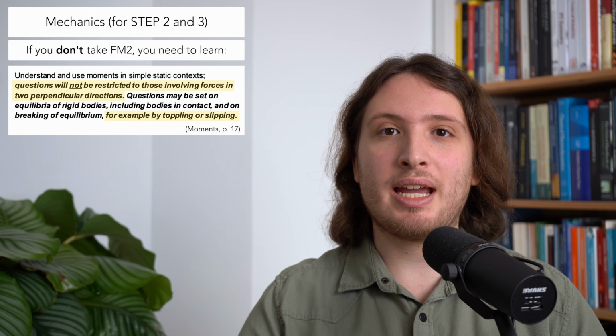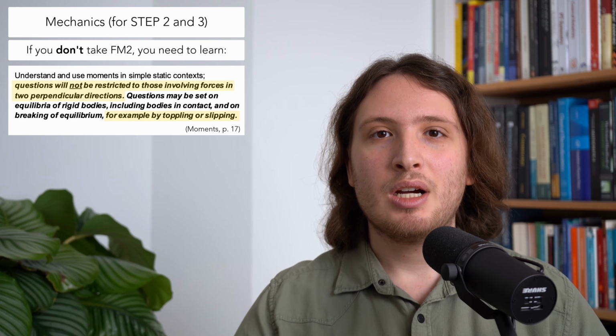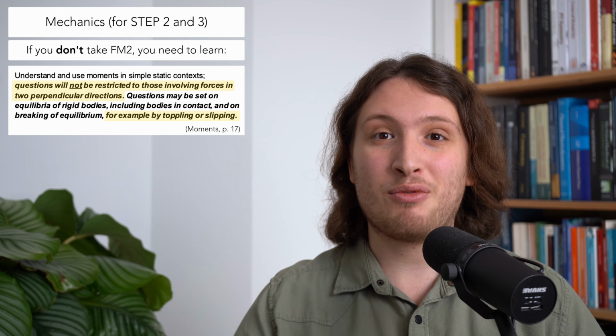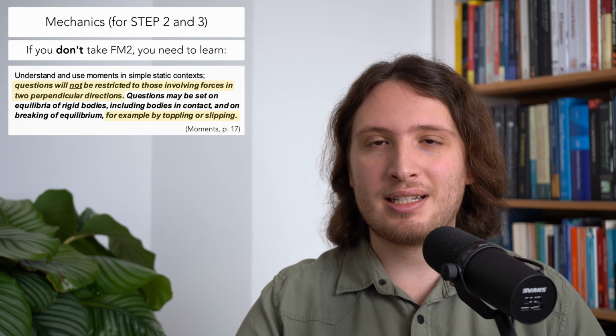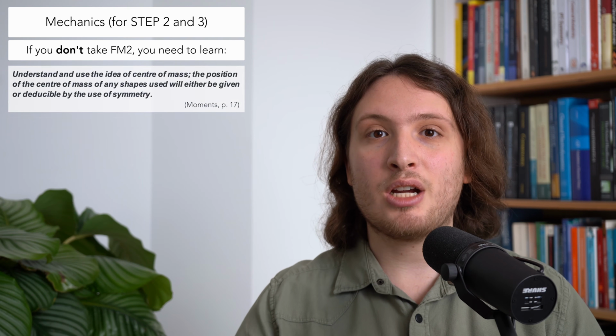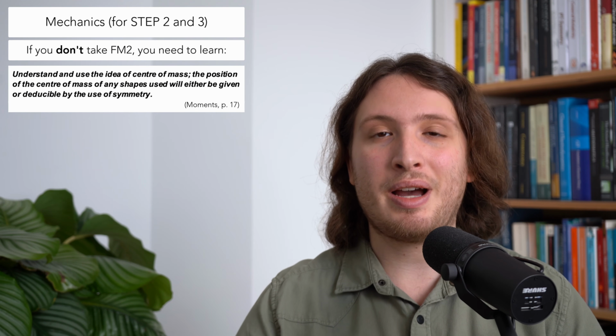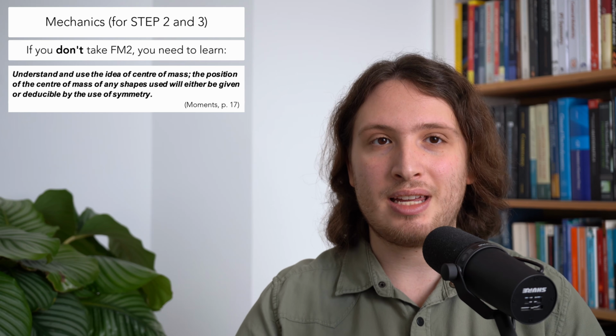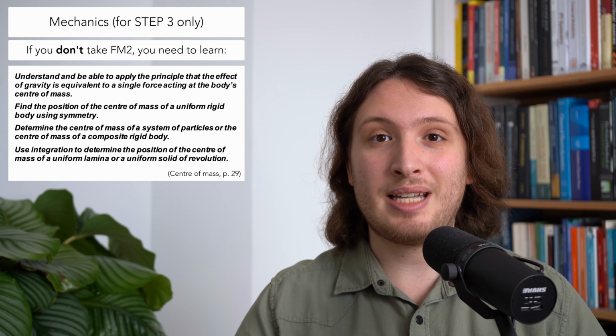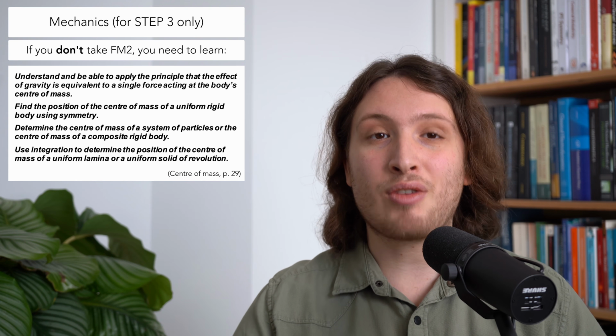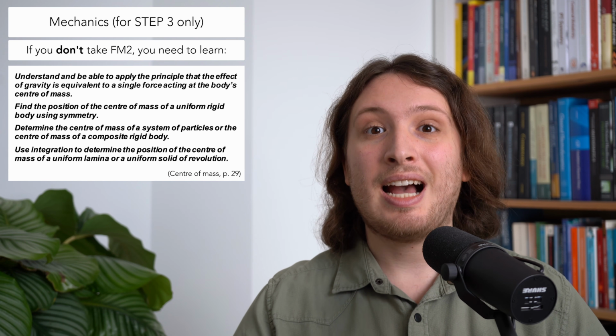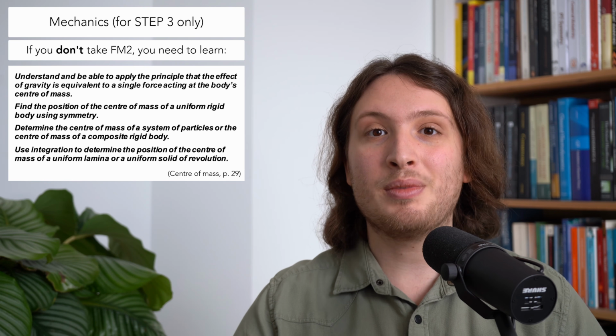If you don't take FM2, there are also some extra knowledge gaps that you'll need to address. For step 2 and 3, you'll need to handle more complicated rigid bodies and moments problems, with forces at awkward angles that may not be, for example, perpendicular to the object. You'll also need to handle the idea of a centre of mass in simple cases where the centre of mass is deducible by symmetry. For step 3, you'll need to cover more complicated ideas around centres of mass, including the use of integration to determine centres of mass, and in cases where the object is formed as a volume of revolution.